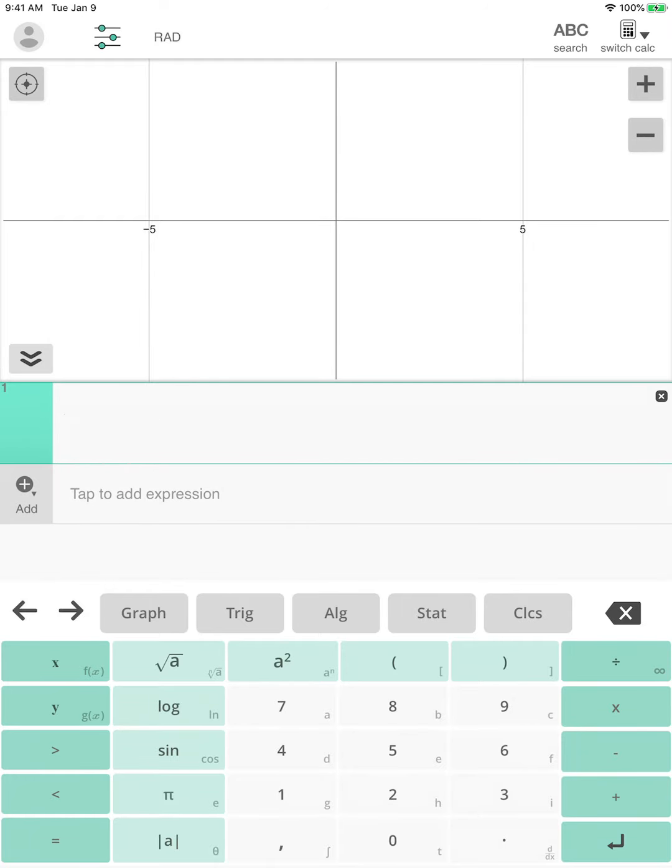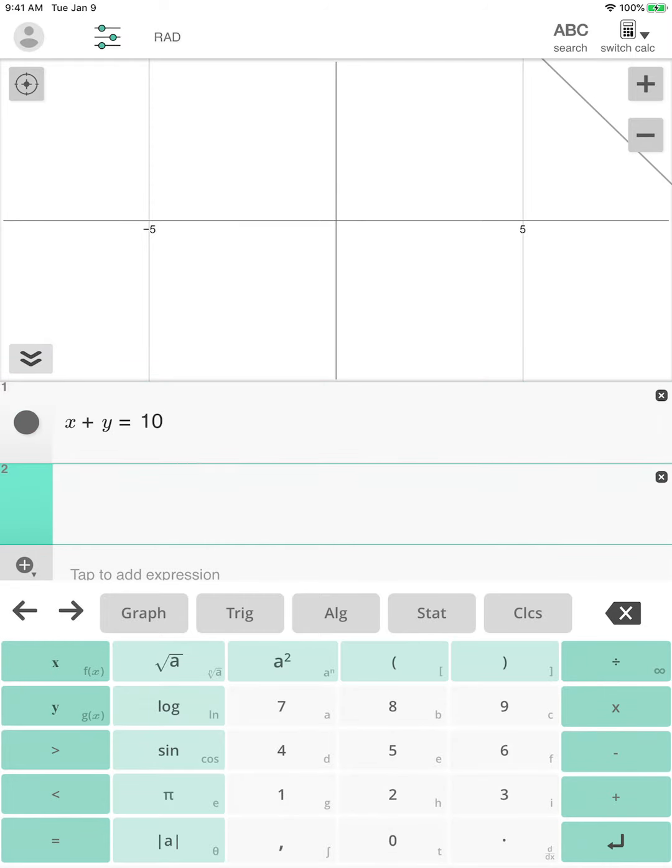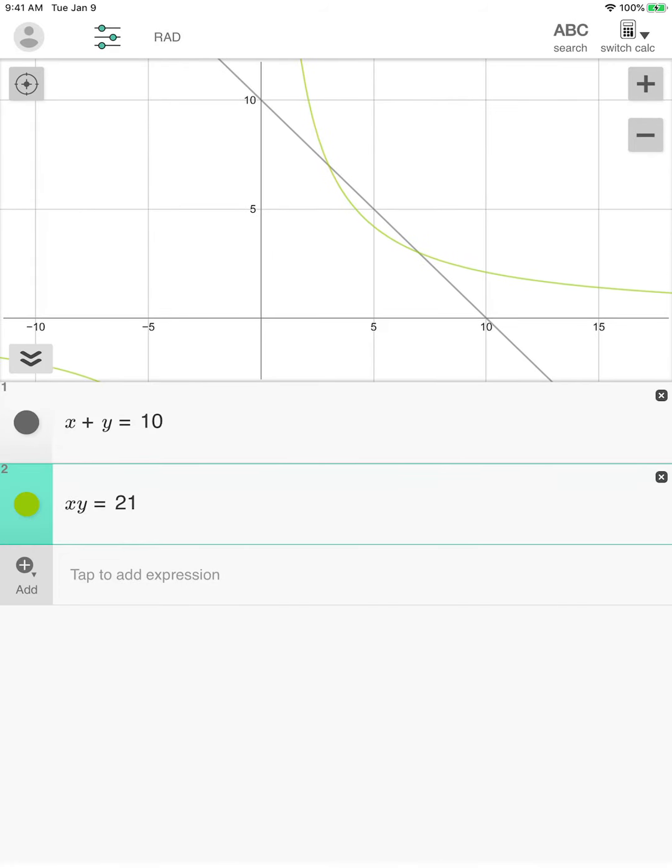Right, so if I'm on page number 9 here, I could graph x plus y equals 10, and we could graph x times y equals 21. And this should graph both of these for me.